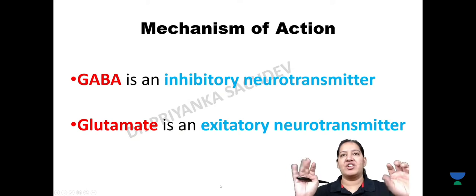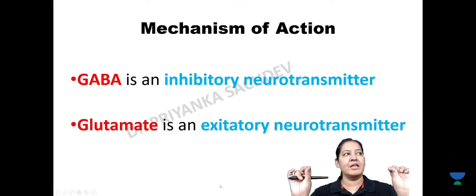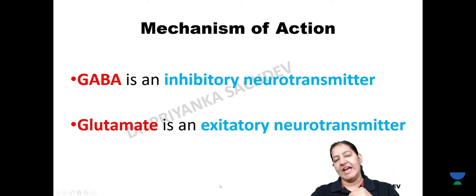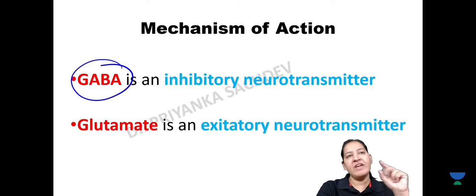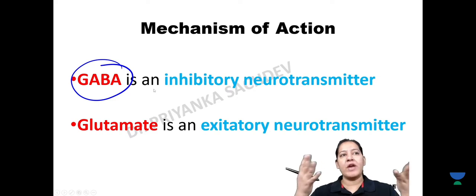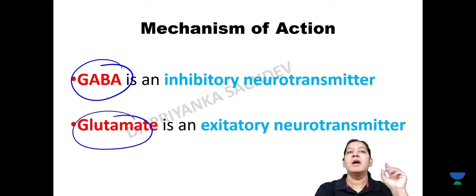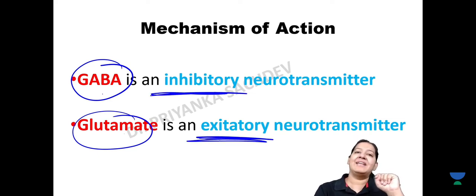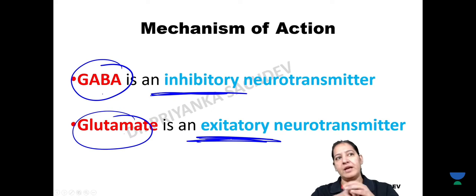Mechanism of action. The most important and difficult thing to understand here is the mechanism of action. In the brain, we have two types of neurochemicals: GABA and glutamate. These are neurotransmitters. GABA is an inhibitory neurotransmitter and glutamate is the excitatory neurotransmitter. Give me a thumbs up.